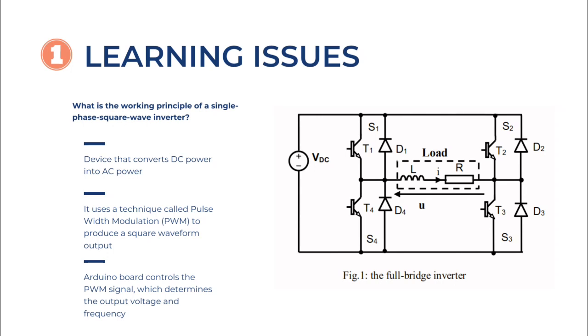In this case, the Arduino board controls the PWM signal, which determines the output voltage and frequency. The output of the inverter is then filtered to remove unwanted harmonics.